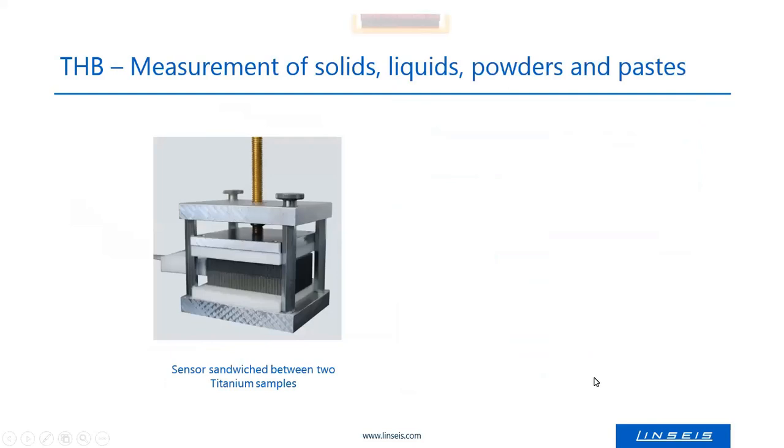The setup when you measure solids has to be with two samples, like in this picture. So you sandwich the sensors which you use. I will show the sensor layout later on. And you put on the top and on the bottom a sample. And then you have to put a weight on it or to press it with a press or a suitable device. This is the setup for solids.